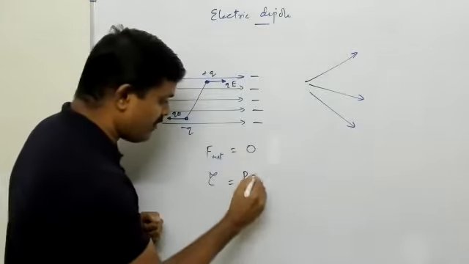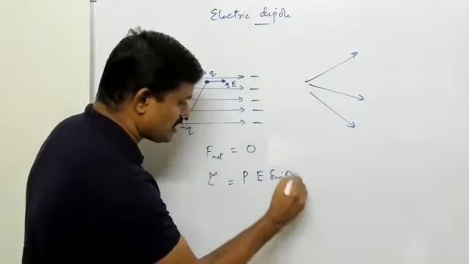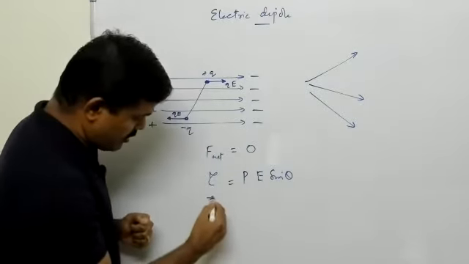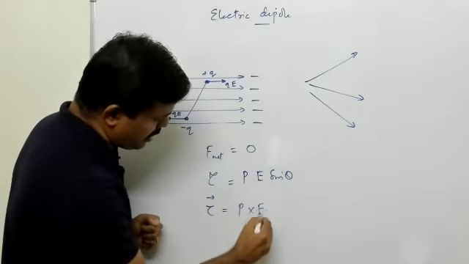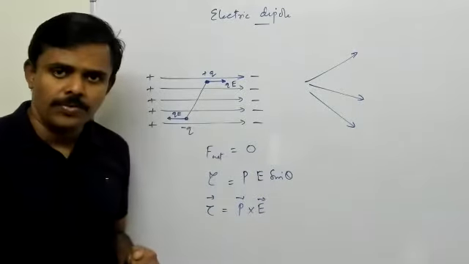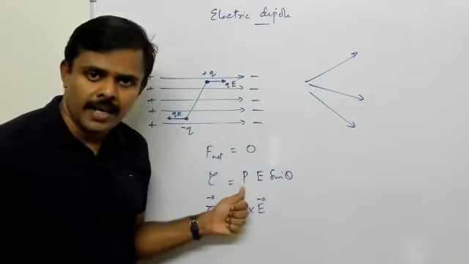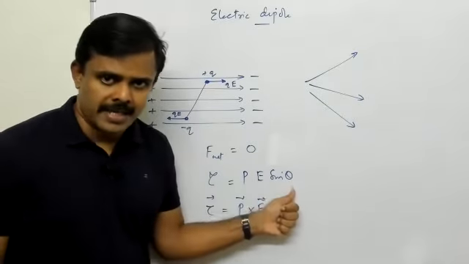Whose derivation you have done in school classes? It is P E sine theta, or vector tau is equal to vector P cross vector E. Why have I written so? Because this one looks like A B sine theta.